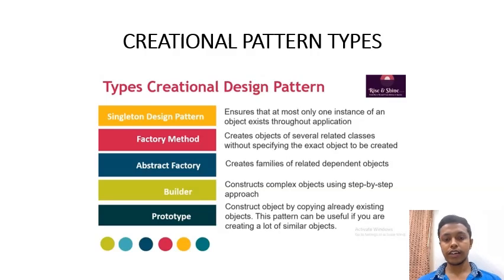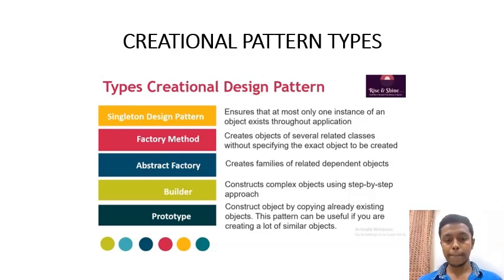Secondly, factory method creates objects of several related classes without specifying the exact class of the object to be created. The factory method pattern is used to create objects without specifying the exact class of object that will be created. This pattern is useful when you need to decouple the creation of the object from its implementation. Thirdly, abstract factory creates families of related dependent objects. The abstract factory pattern is almost similar to the factory pattern and is considered another layer of abstraction over the factory pattern. It works around a super factory which creates other factories.